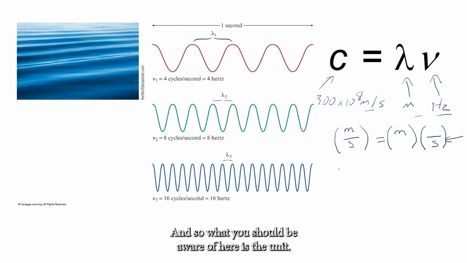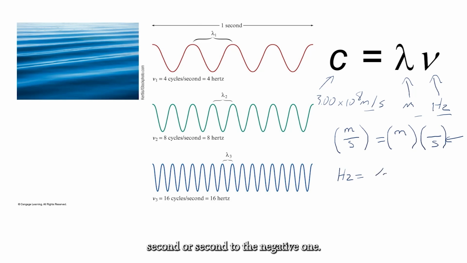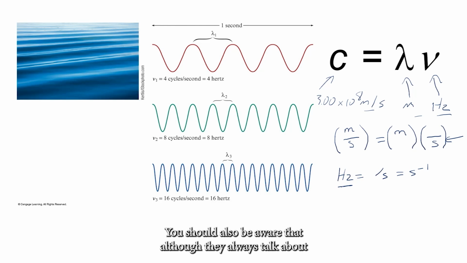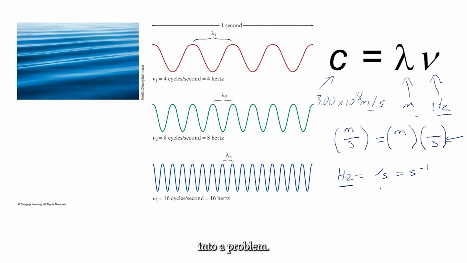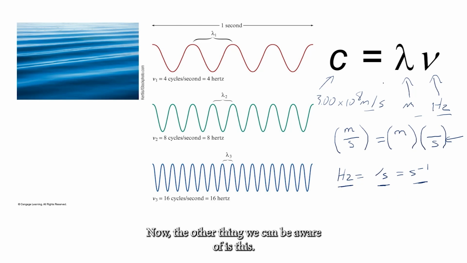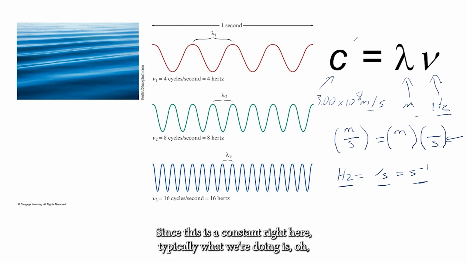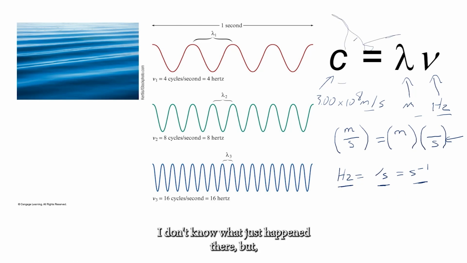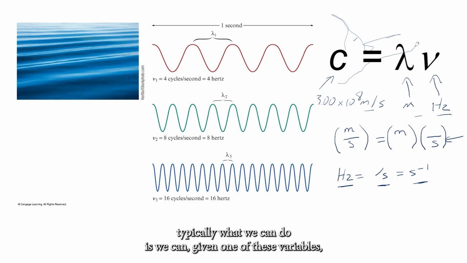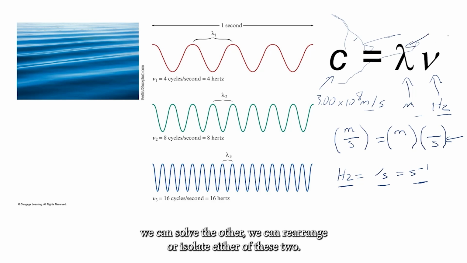And so what you should be aware of here is the unit hertz really is the per second, or second to the -1. You should also be aware that although they'll always talk about wave or frequencies in terms of hertz, we will never ever write hertz into a problem. We'll always use this or this. True story? The other thing we can be aware of is this. Since this is a constant right here, typically, given one of these variables, we can solve the other, and we can rearrange or isolate either of these two.